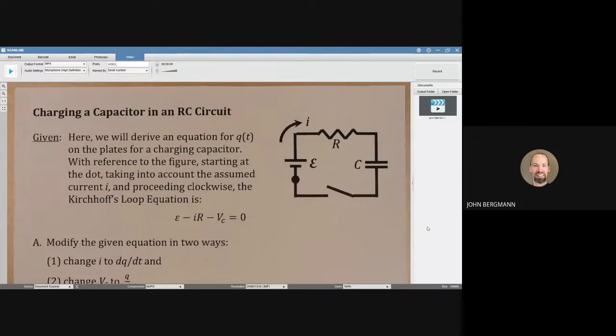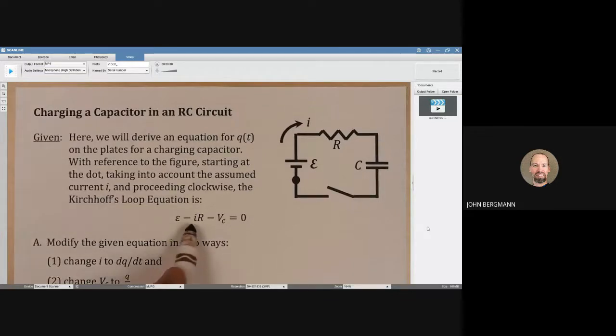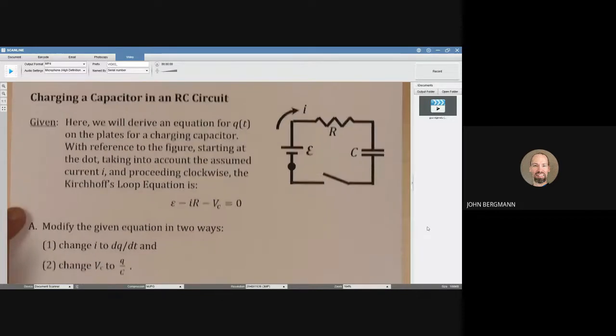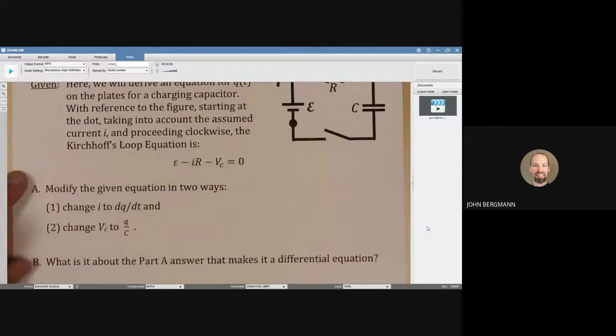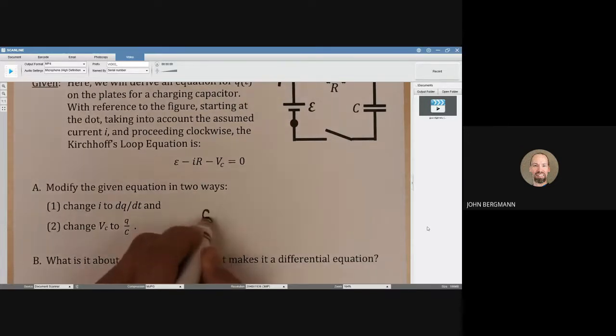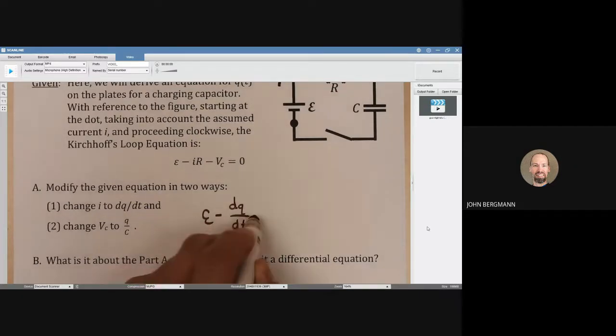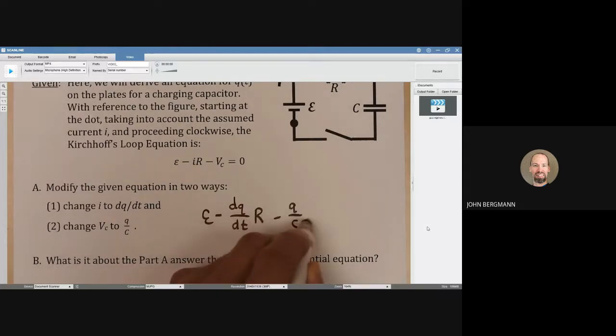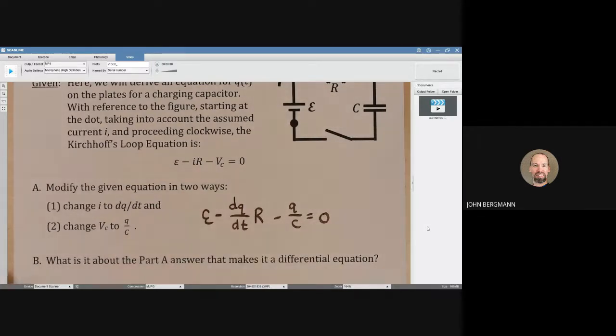Kirchhoff's loop equation is right there. E minus IR minus V_C is equal to 0. We're first going to modify that equation in these ways. We're going to change I to dQ/dt. We're going to change V_C to Q over C. Let's do that. E minus dQ/dt times R minus Q over C equals 0.